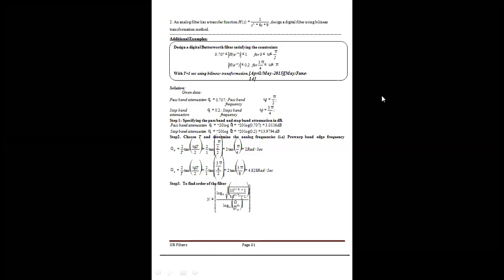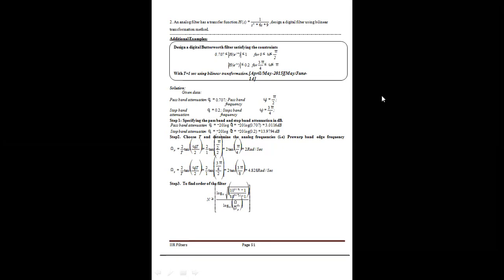Good morning. The next problem is to design a digital Butterworth filter satisfying the constraint 0.707 ≤ |H(e^jω)| ≤ 1 for 0 ≤ ω ≤ π/2, and |H(e^jω)| ≤ 0.2 for 3π/4 ≤ ω ≤ π, with T = 1 second, using bilinear transformation.